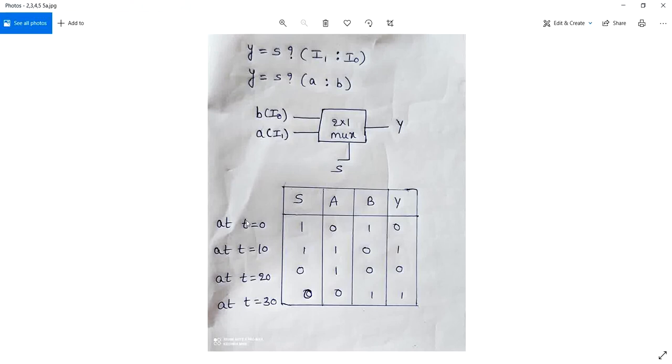So at time equal to 0, S is 1, A is equal to 0, B is equal to 1. It is given in the question. From this the output is, if S is equal to 1, I1 will be selected. I1 means A, and A is 0, so Y is equal to 0. Then at time equal to 0, 1 0 1 0.